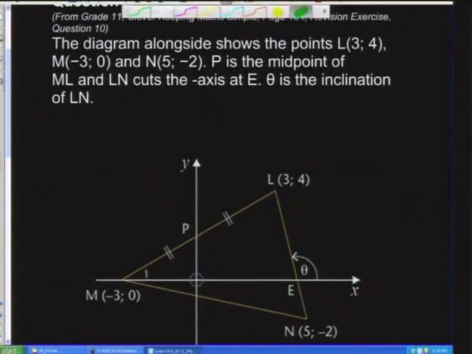Look very carefully how that is marked on the picture. If P is the midpoint of a line segment, then the segment from P to M is going to be the same as the segment from P to L, so that gets marked on the diagram straight away. And also LN cuts the x-axis at E, and they've defined the inclination, from 0 degrees all the way to the line, as theta, the inclination of that line LN.